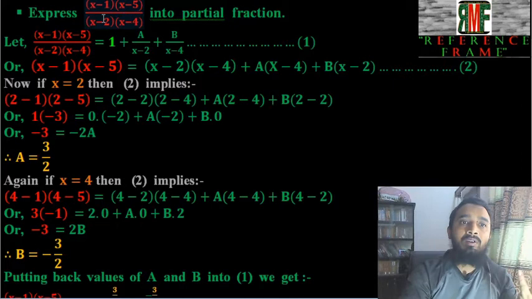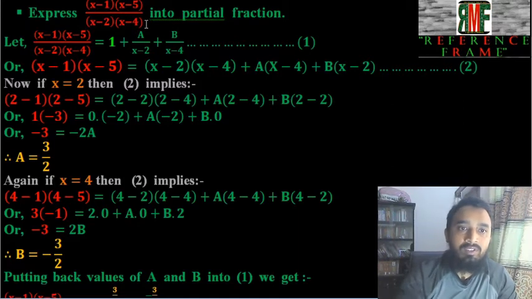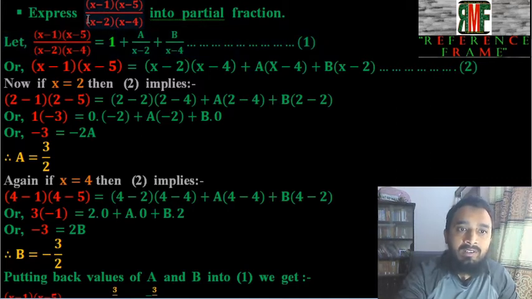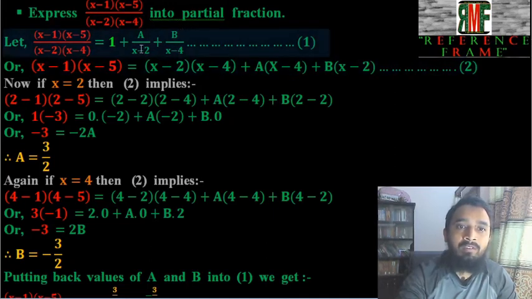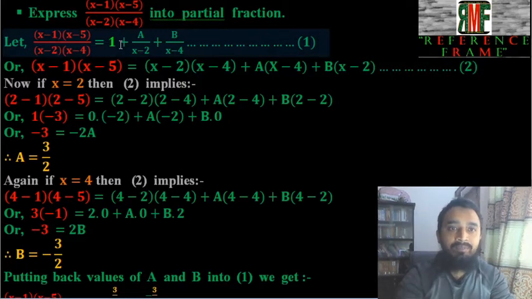We learned in the earlier tutorial how to do this using the long division process. So look, from our previous tutorial, we know that the quotient part is 1, and for the remaining part, since there are two factors on the denominator, plus a by x minus 2 plus b by x minus 4. So keep 1 as it is, or you can move it with this one.